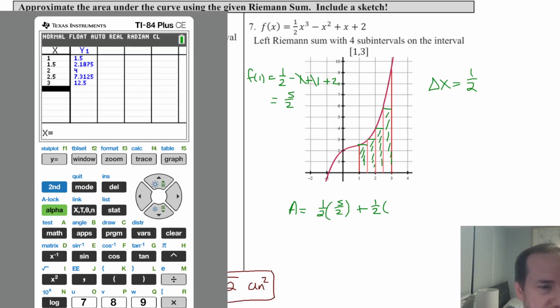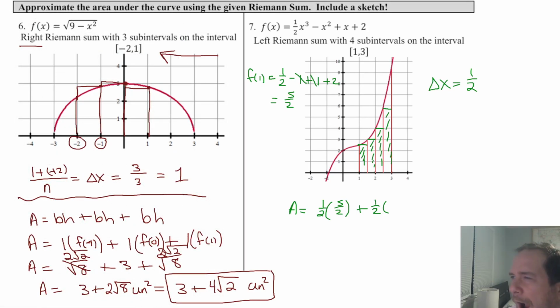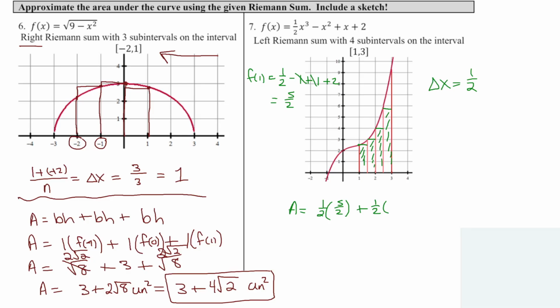So, do I choose not to care, or do I choose to care? All right, let me get those values back. We'll just use the decimals because I just want to finish this off. But my second rectangle should have a base of 1/2, and it should use the height at 1.5, so 2.1875, or 2.18 if we're rounding.